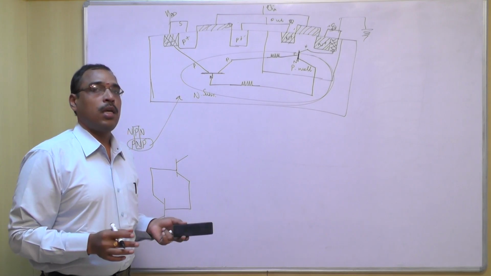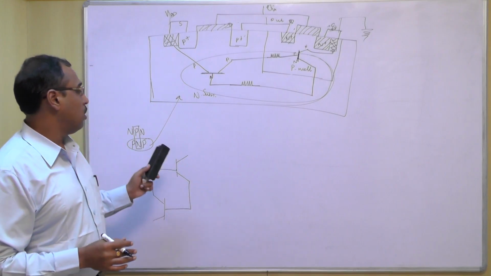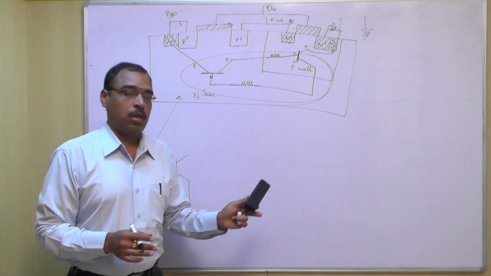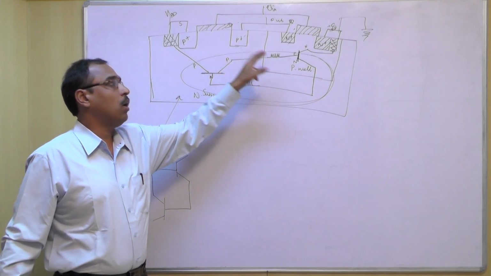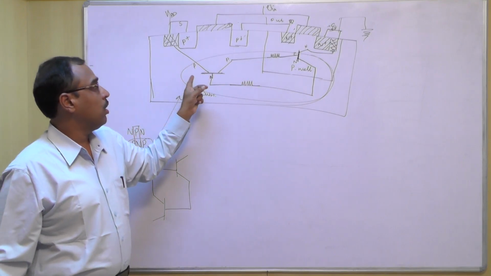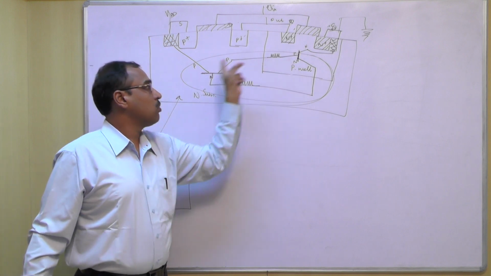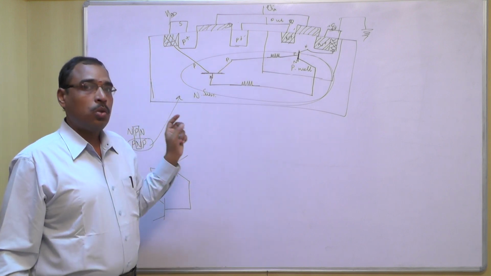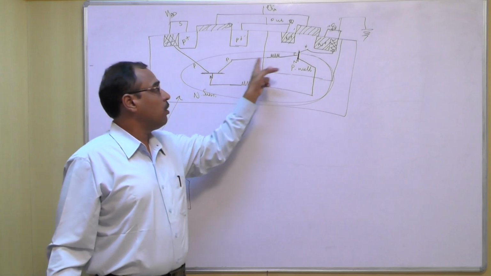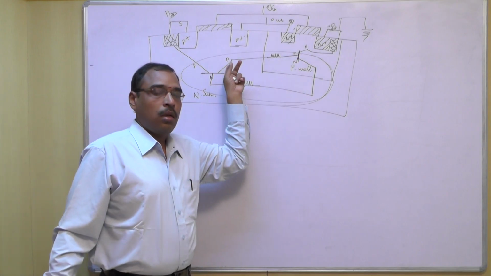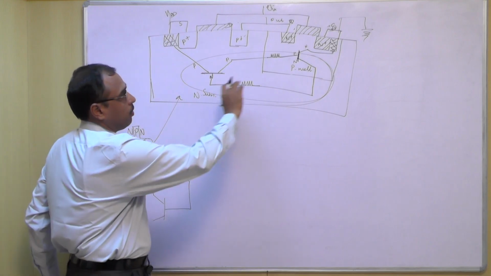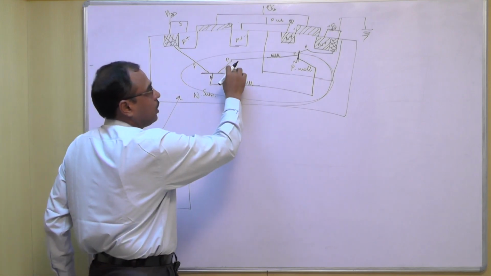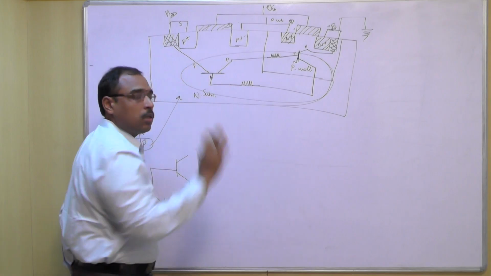How to avoid this latch-up problem? We should avoid the formation of the thyristor connections. Anyhow, once we form a CMOS transistor in N-well or P-well, definitely these BJTs will be formed. But we should avoid the connections between these two transistors. Then only this thyristor structure will not be formed. So how to avoid the connections between these two transistors?